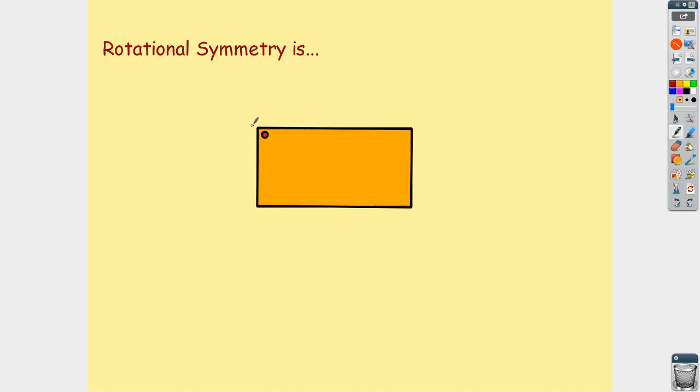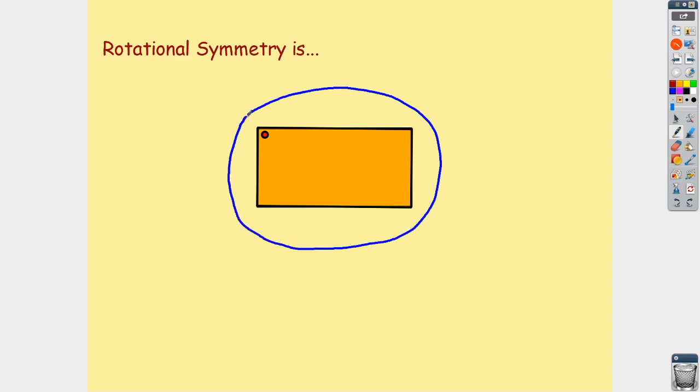So if we get started with this, rotational symmetry is pretty straightforward. We take a shape like this and ask ourselves, how many times does it fit back into that position it started in in one full rotation? So how many times is it going to be in this exact position as we go through one full rotation? We'll use this rectangle to demonstrate this.